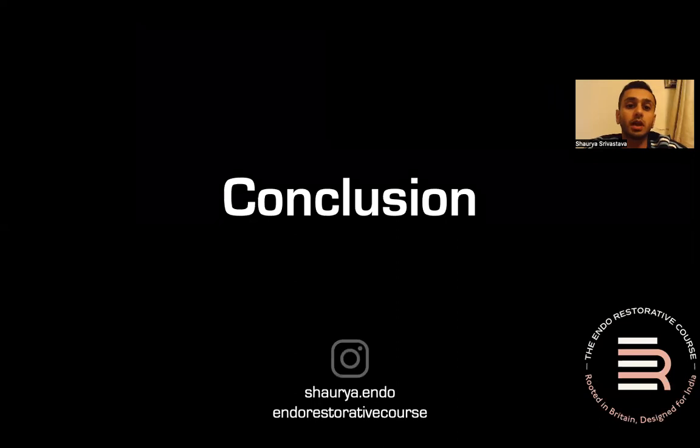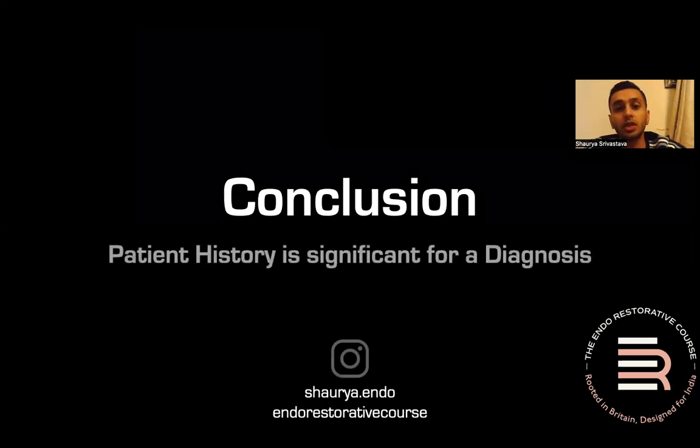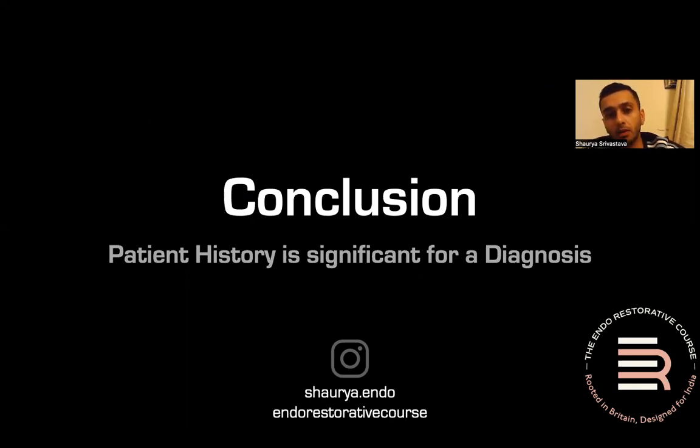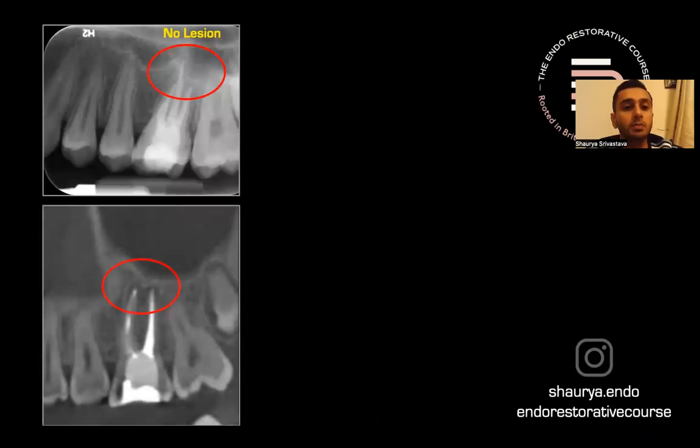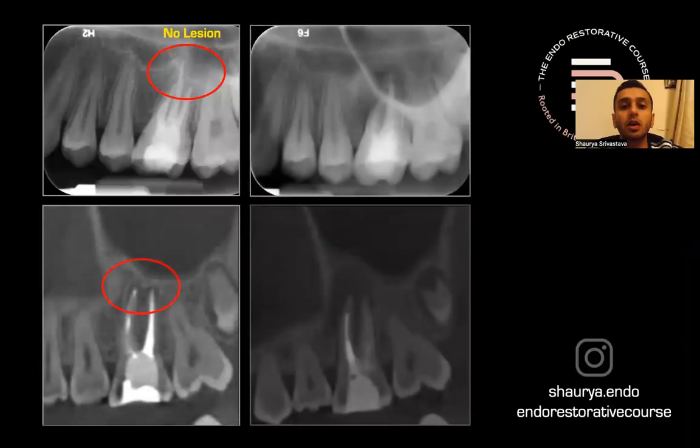Okay, so this tells us the conclusion, which is that patient history is very significant, because we could have just spoken about going into treatment. Also, sorry, I had to show you guys why the patient was having neck trouble. Sorry, I missed that indication.